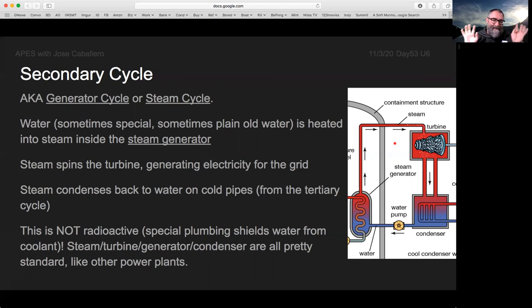Usually we keep this isolated just in case. But everything about the steam and the turbine and the generator, that's like every other power plant. So all of this could be built by the coal industry. This is not special.